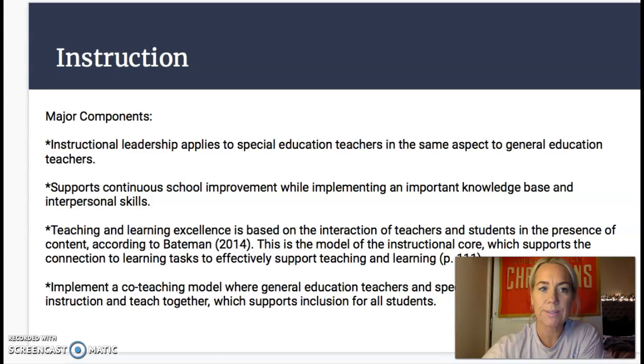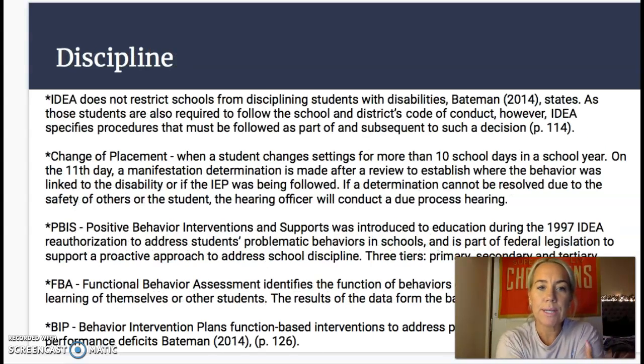For discipline, IDEA does not restrict schools from disciplining students with disabilities. Those students still have to follow the school district's and the school building's code of conduct, but there are specific procedures that are followed as part of and subsequent to such a decision. For example, a change of placement. This is when a student changes settings for more than 10 school days in a school year.